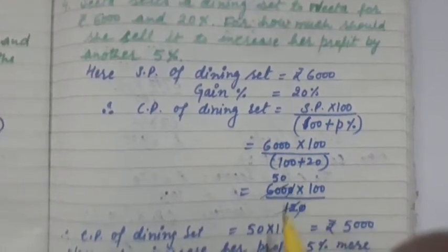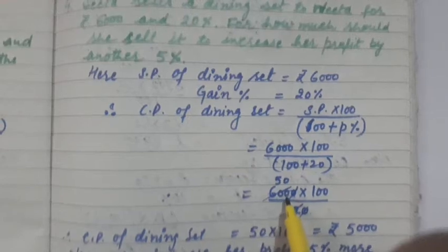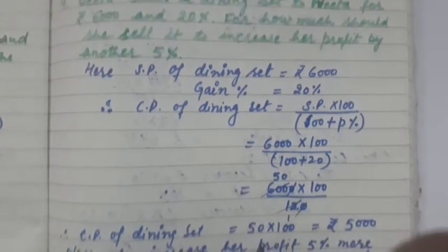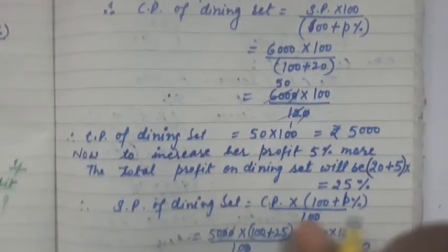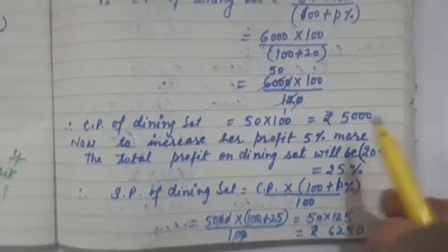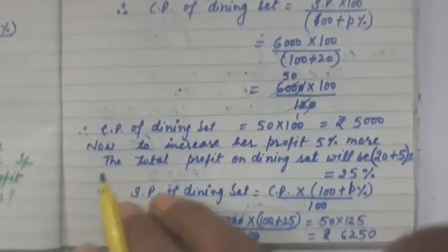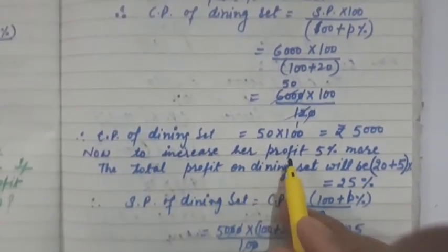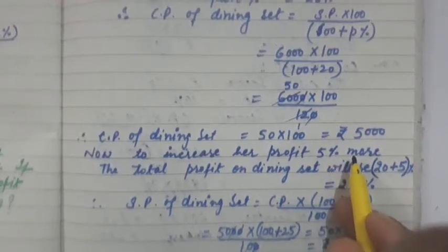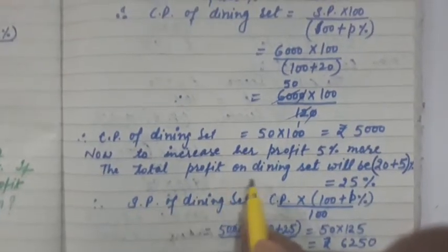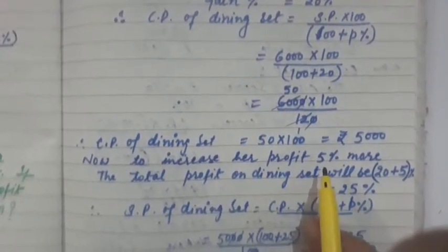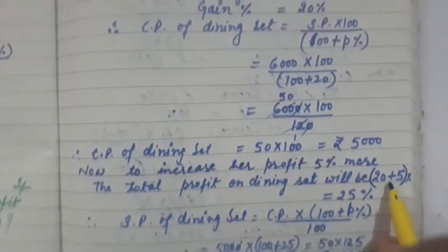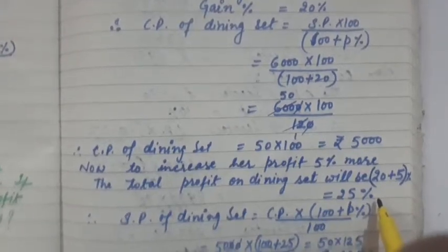When we cancel, we get 50. 120 50s are 6000. We multiply, so we get rupees 5000. So therefore CP of dining set is 5000. Now she wants to increase her profit by 5% more. That is, the total profit becomes 20% is already there, 5 she wants to increase, so it means 20 plus 5, that is 25%.